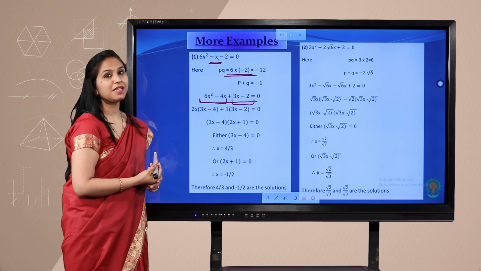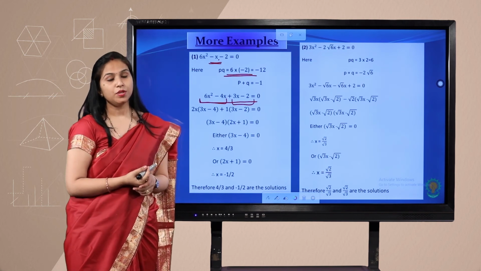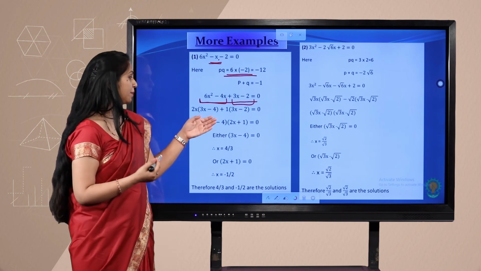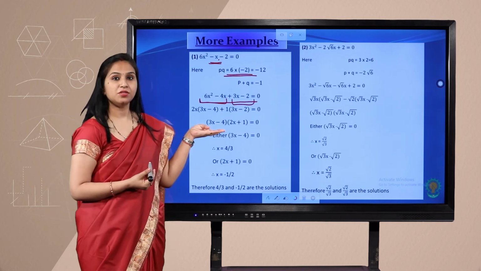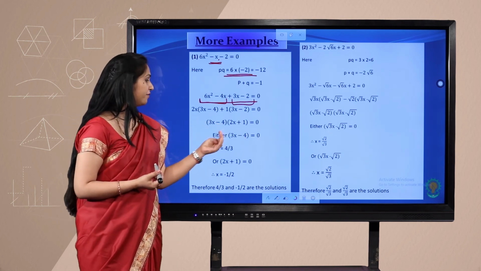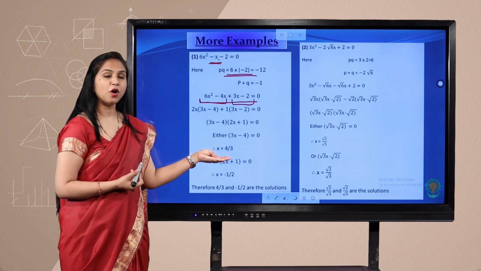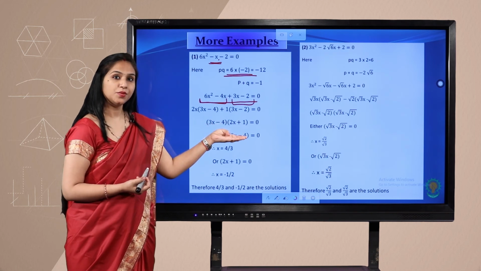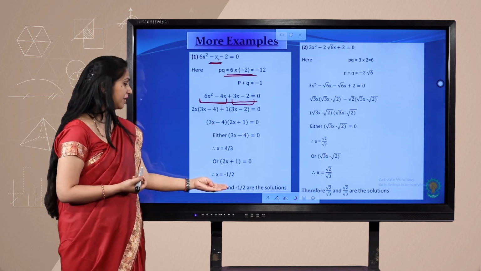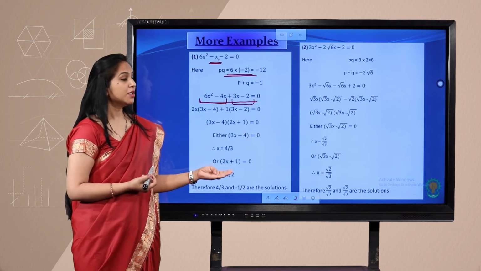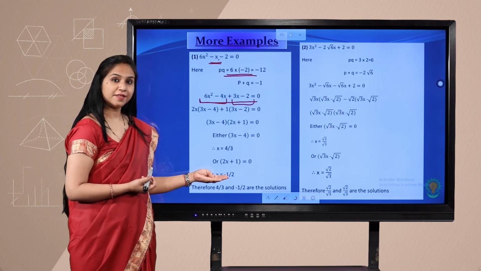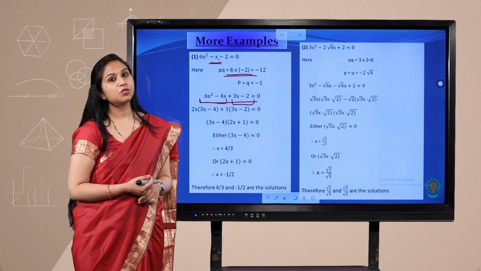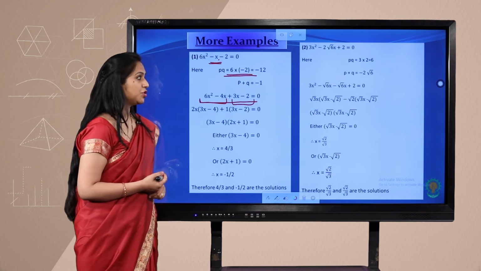Now, equate both the factors individually to 0 one by one. So, when you are equating 3x minus 4 to 0, the value of x is going to be 4 upon 3, and when you are equating 2x plus 1 to 0, value of x will be minus 1 upon 2. So, we got two values of x here, 4 by 3 and minus 1 by 2. These two are the solution of given equation.